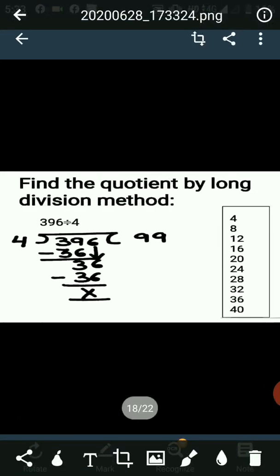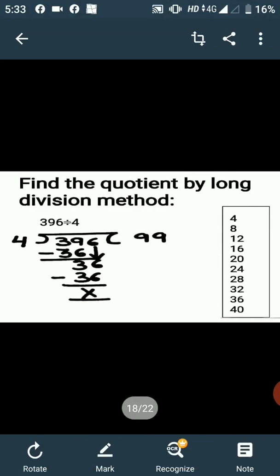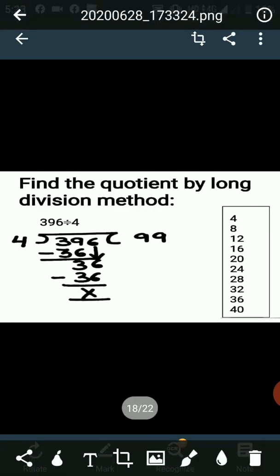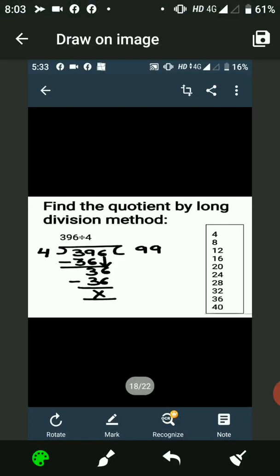Now we will do another question. Here you have to find the quotient by long division method. Here the number given is 396 divided by 4. When I start dividing, firstly I will write the table as I have written. Now you will write 4 outside and 396 in the bracket.